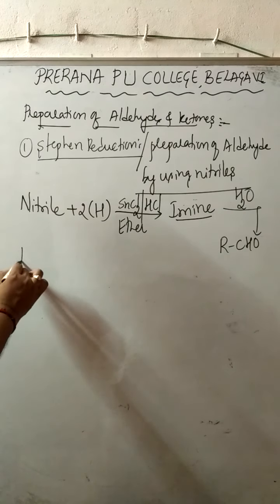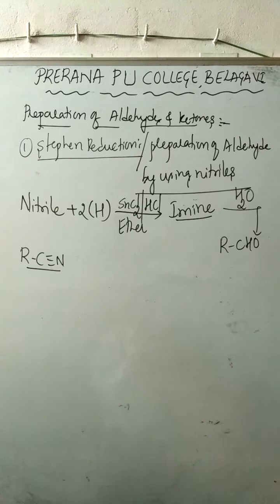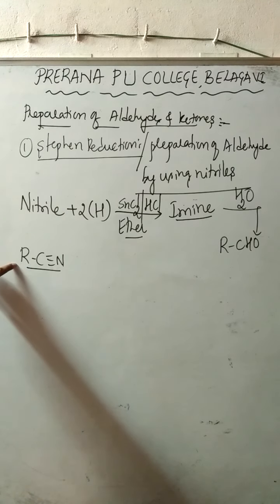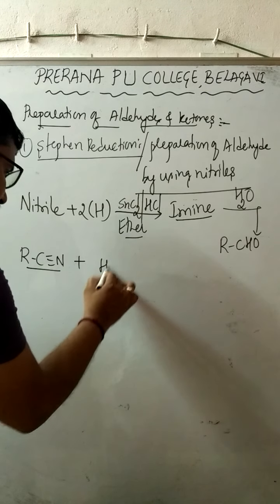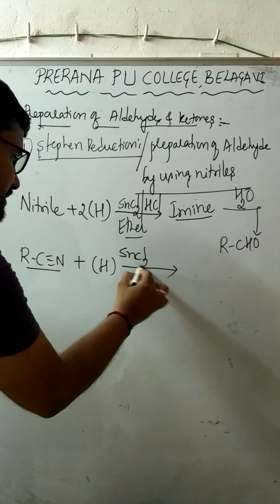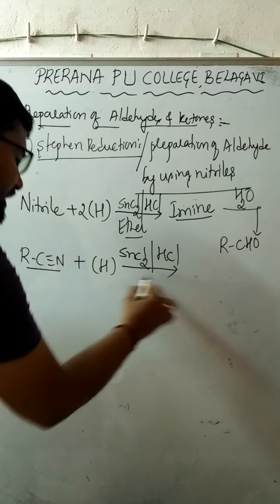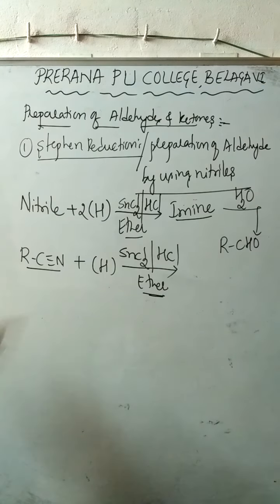Here let us write the general reaction. This is the structure of what? Nitrile. Nitrile is dissolved in ether, due to which we have mentioned ether medium. This is the general formula of nitrile. When nitrile is subjected to reduction, meaning adding hydrogen in the presence of stannous chloride and HCl by maintaining ether medium, that means nitrile is dissolved in ether.